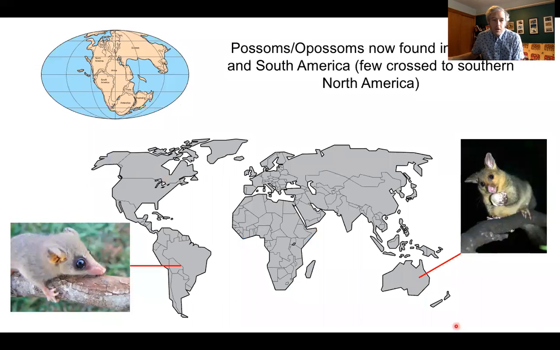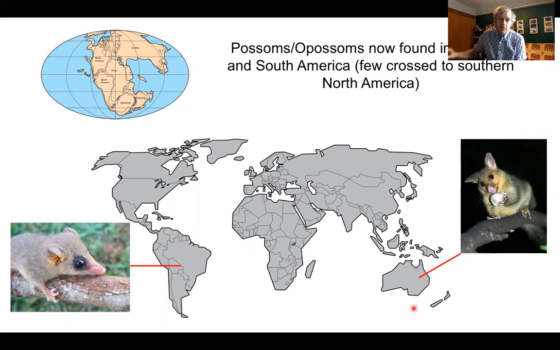So for example, one of the most fun of these is possums stroke opossums. So possums and opossums are a type of marsupial. These are animals that have a pouch, and their offspring are born while they're very, very poorly developed, and the offspring then crawl into the pouch and complete their development inside the pouch. So marsupials are a very characteristic group of animals. And possums and opossums are now found in Australia and South America. A few actually crossed the land bridge from South America and ended up in North America, so you get them in Arizona and stuff like that.